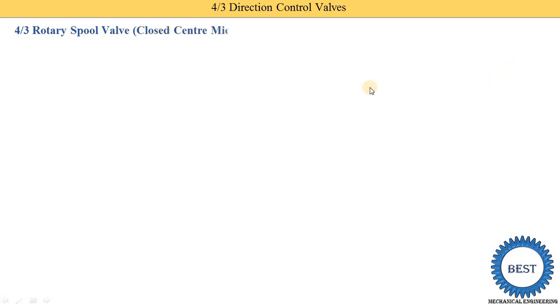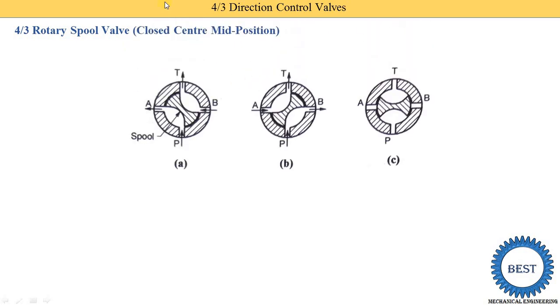Now next we study the 4x3 rotary spool valve, and in this rotary spool type we also consider the closed center mid positions. Now here you see this is a 3 positions diagram, that is a rotary spool type. This is the valve body, and inside this valve body this spool is there. And why is that a 4 port? Because it is a 4x3. Okay, so this is port P, port A, port T and port B.